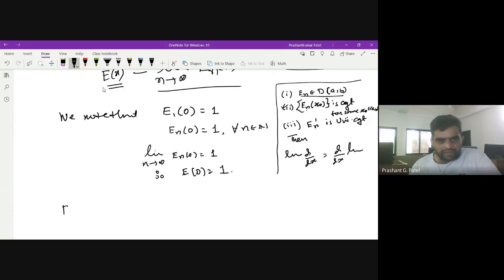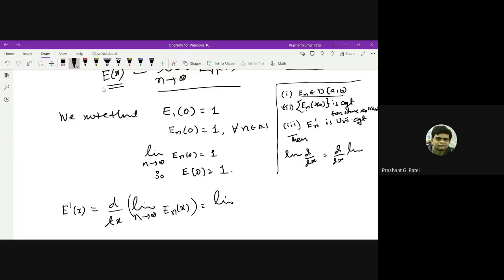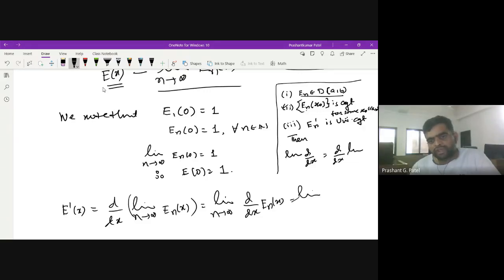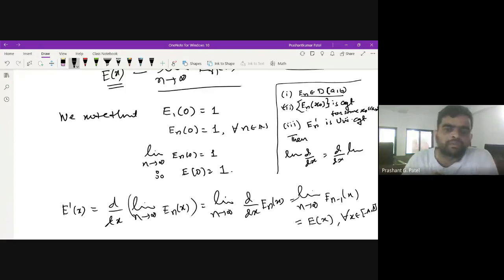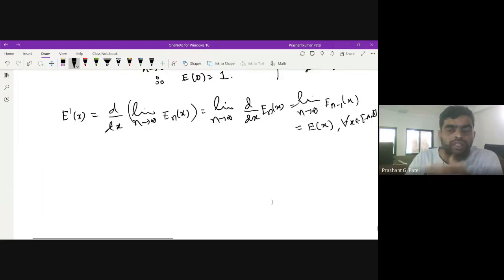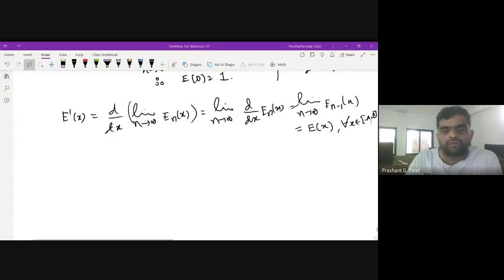Okay, so we can say E dash of x, that means the derivative of E, which is d by dx of the limit as n tends to infinity of En of x. And if you interchange this, limit as n tends to infinity of d by dx of En of x. The derivative of En of x will give you, as we have just told, E(n-1) of x. The limit of E(n-1) of x is E itself. And this is true for any x in the interval minus a to a, and a is arbitrary. So we have established our result. That means there is the existence of a function which is its own derivative, and at the point 0 it gives you 1.